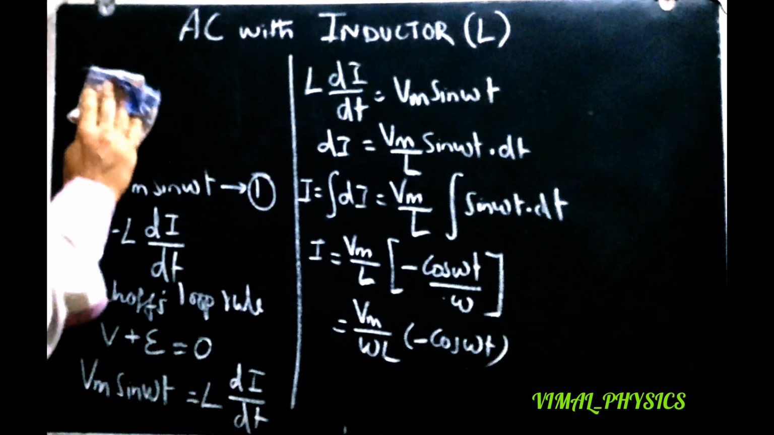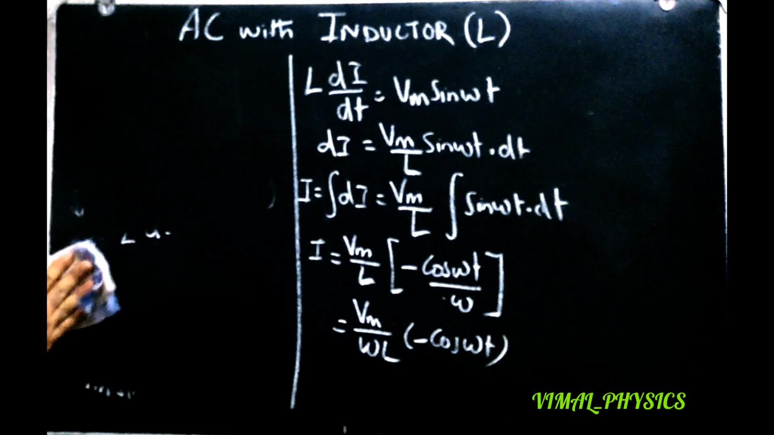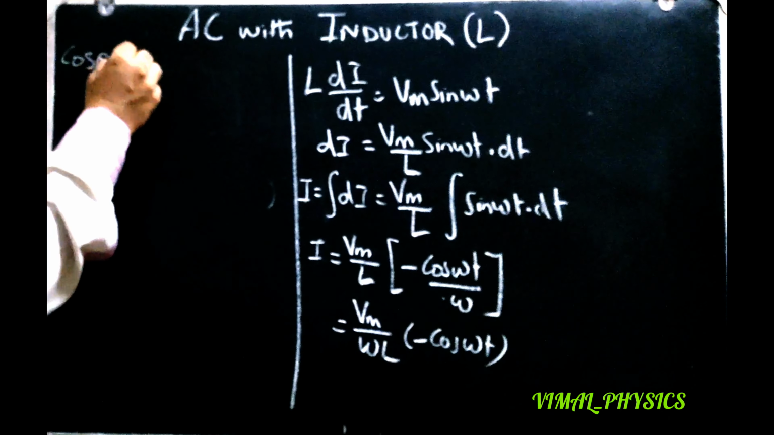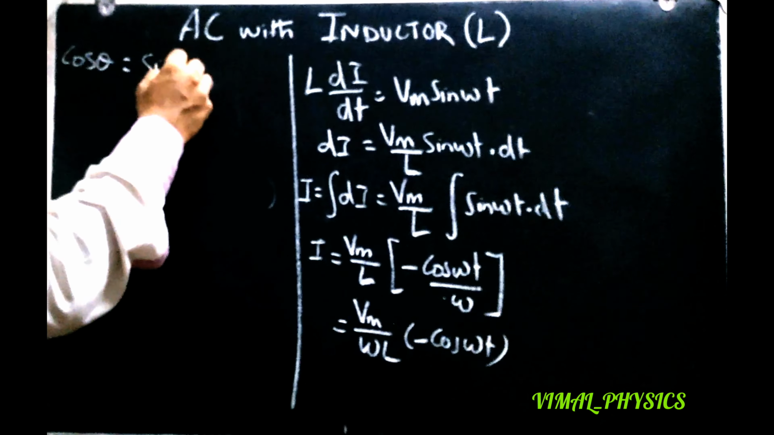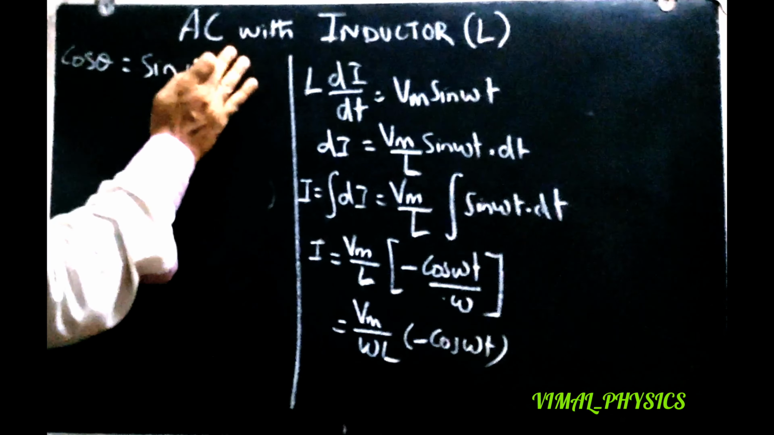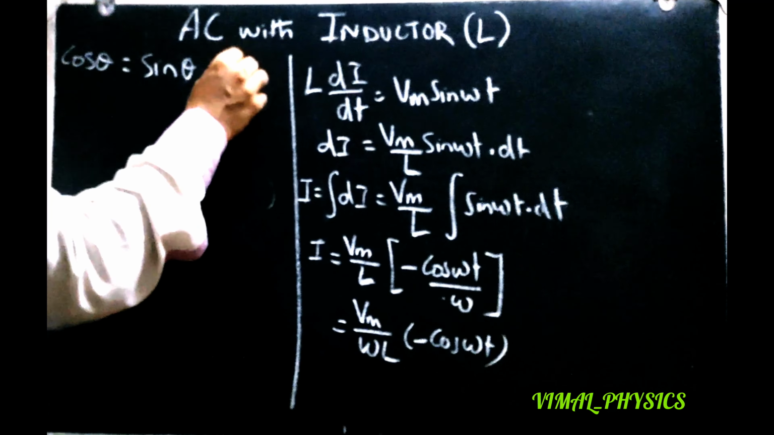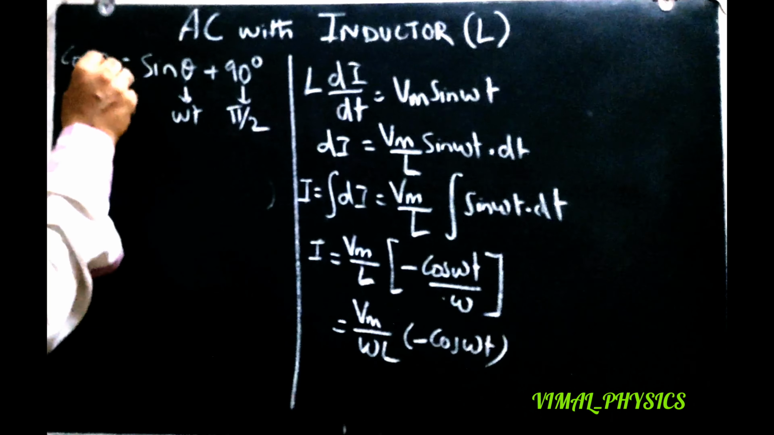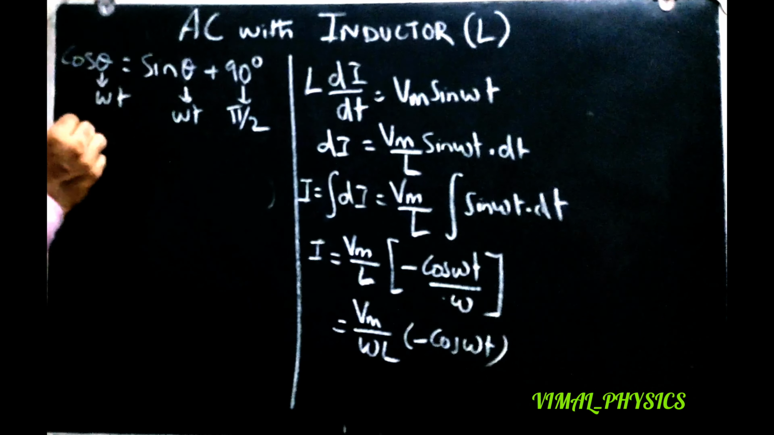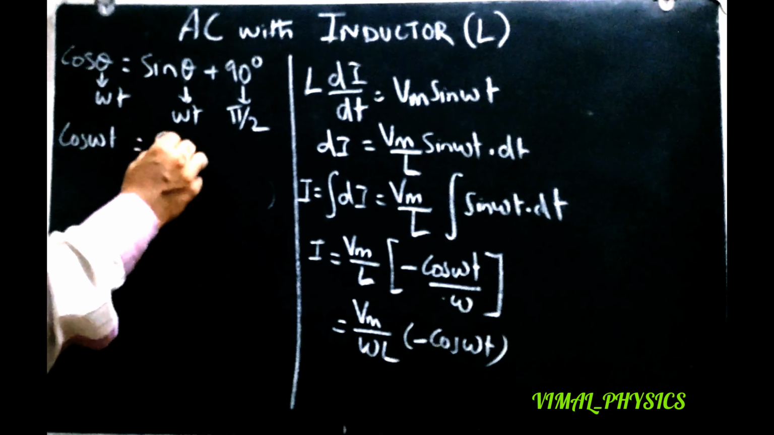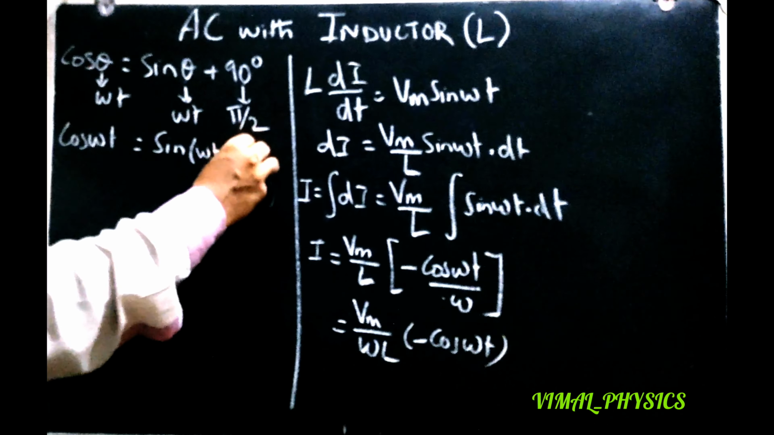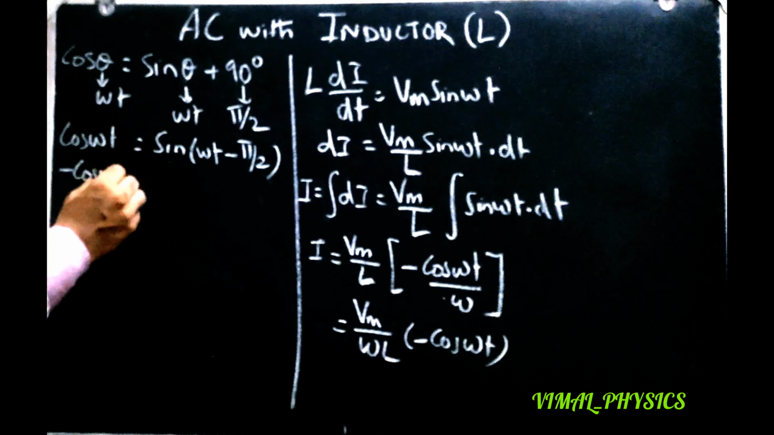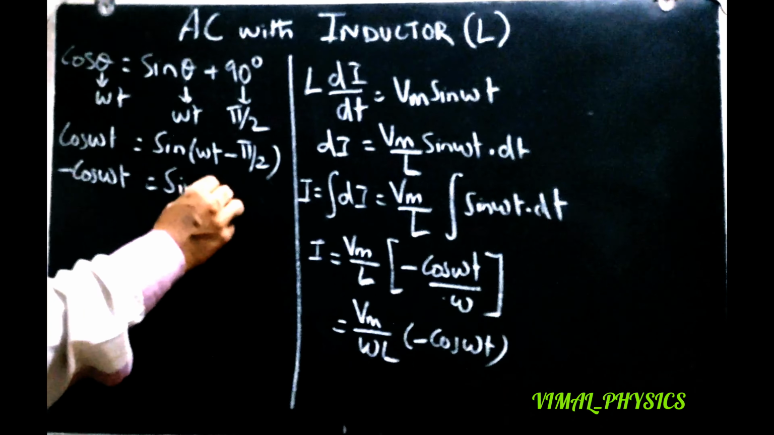I am going to find out the equivalent expression for cos omega t, because the first equation is in sin omega t. Therefore, I have to find the expression in the same format. So minus cos omega t, I have to write it in terms of sin omega t. Cos theta is equal to sin of 90 plus theta. So theta I take as omega t and 90 as pi by 2. So cos omega t can be taken as sin omega t plus pi by 2. So minus cos omega t is nothing but sin omega t minus pi by 2.